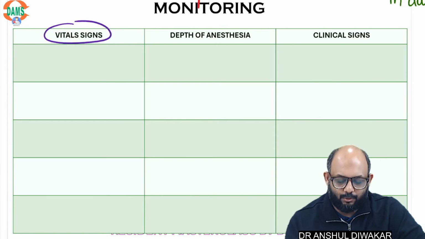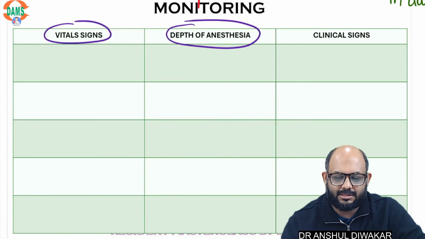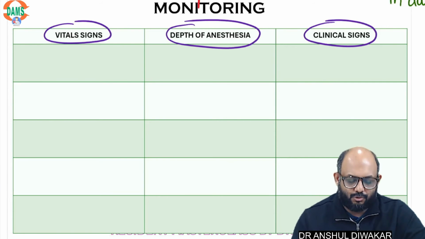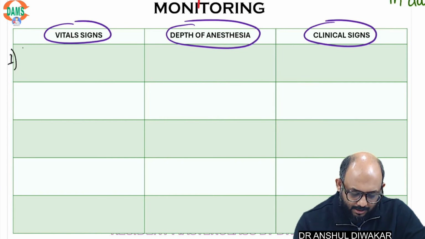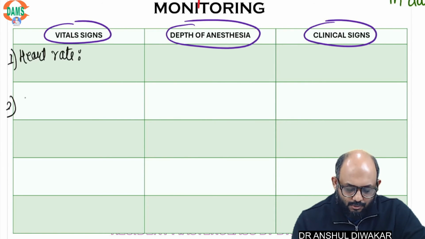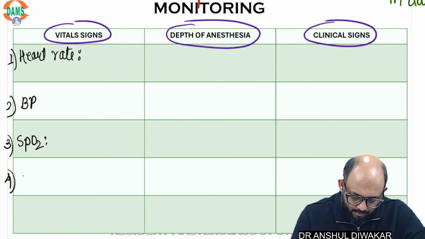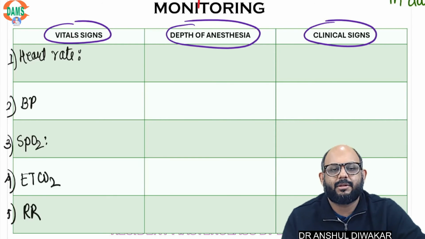Now monitoring can be done at 3 levels. One, that is commonly we do vital signs. Second is to use depth of anesthesia monitors, and third, clinical signs that are shown by the patient. So monitoring, you start with heart rate, then you have blood pressure, you have pulse oximetry, you have ET CO2, you have a respiratory rate in case the patient is spontaneously breathing.